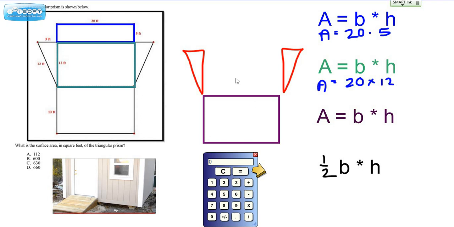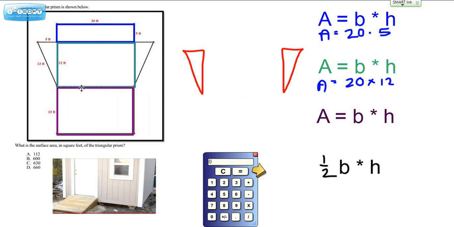All right, so now we have this piece right here, which is a 13 by, well, what's this number? We have to infer it. If this is 20, so is this. 13 by 20. You're going to find 13 times 20, and you'll have that number handy.